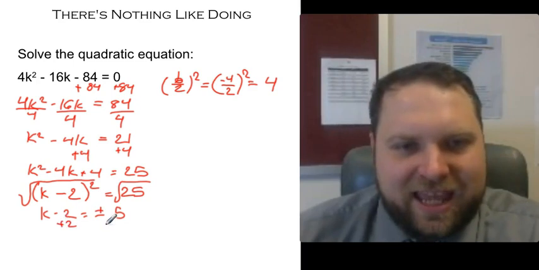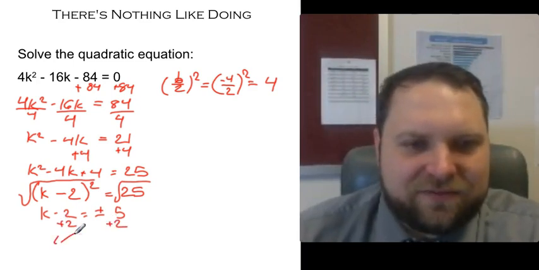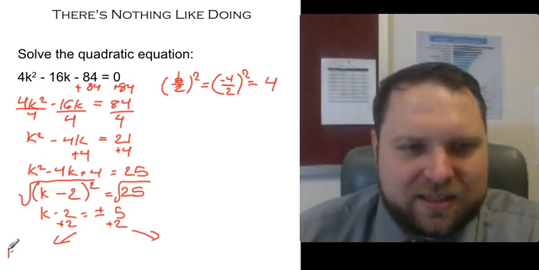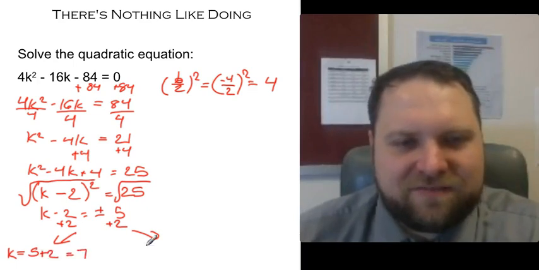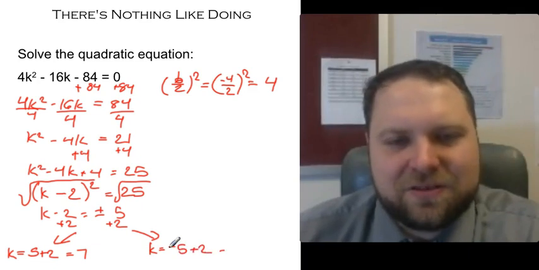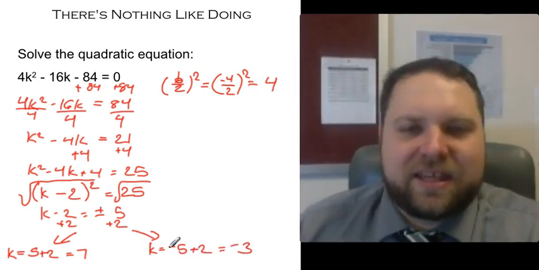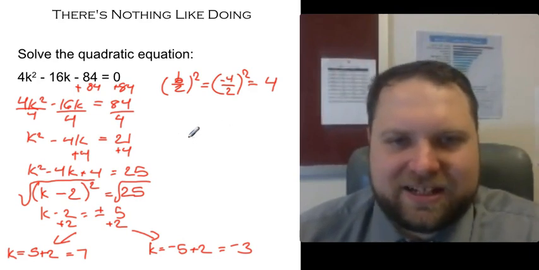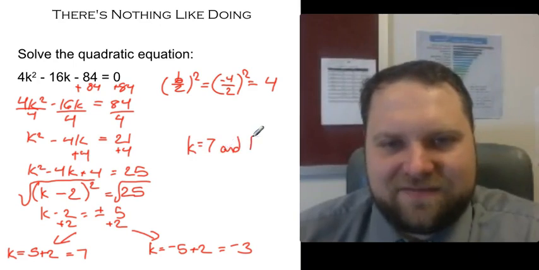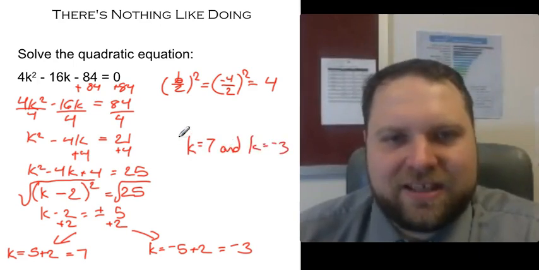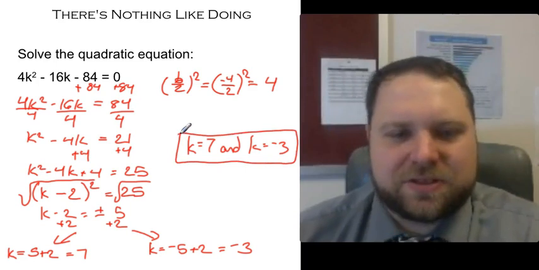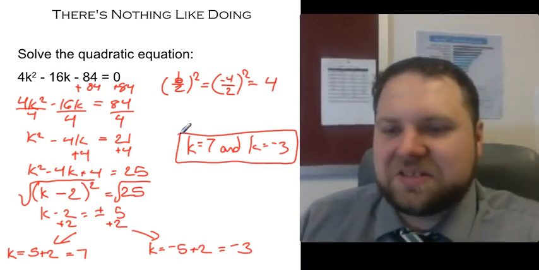So now I'm going to add 2 to both sides. And for my two options, I get that k could be 5 plus 2, which is 7, or k could be negative 5 plus 2, which is negative 3. And so those are my two solutions. If I want to write it down all nice and pretty, I can over here. k is 7 and k is negative 3, and those are my two solutions. So there we go, completing the square.